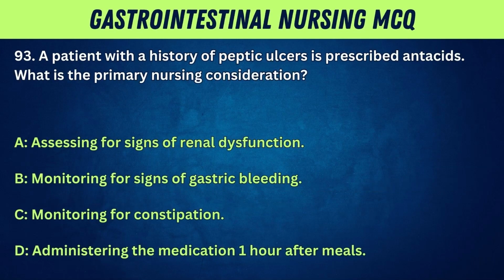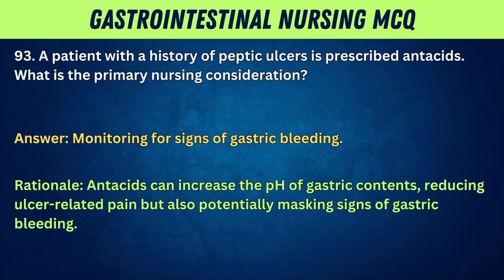93. A patient with a history of peptic ulcers is prescribed antacids. What is the primary nursing consideration? A. Assessing for signs of renal dysfunction. B. Monitoring for signs of gastric bleeding. C. Monitoring for constipation. D. Administering the medication 1 hour after meals. Answer. Monitoring for signs of gastric bleeding.